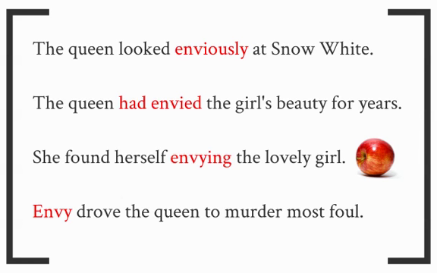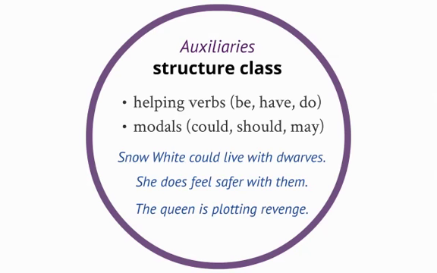This could be confusing for some students. You'll notice in the second example, I'm using a helping verb. The queen had envied. I could have simply said the queen envied the girl's beauty. But I chose to use another one of our structure classes, auxiliaries. Auxiliaries include the helping verbs, be, have, and do: am, is, was, were, does, did, has, have, had, and modals that shade or shift the meaning of my verb. Could, should, may.